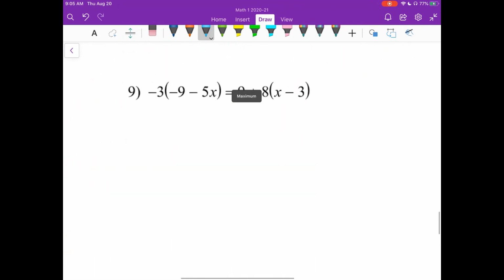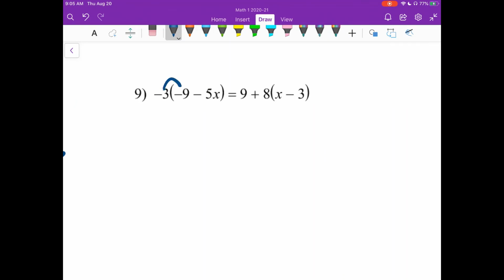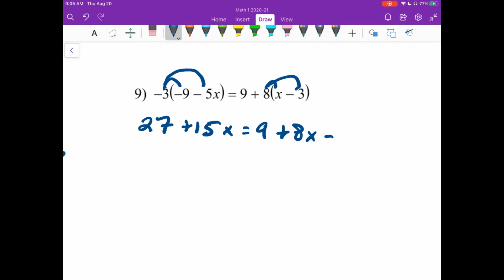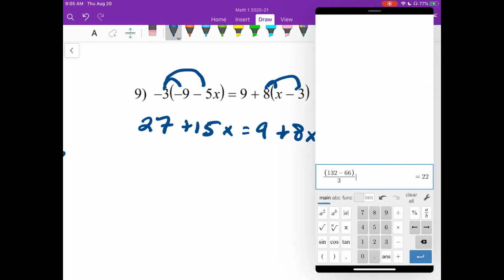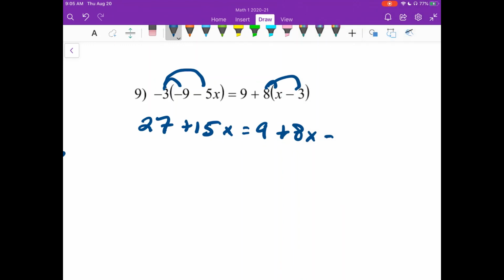Alrighty, number 9. We have negative 3 times negative 9, which is going to be 27, right? Yeah, 27. Positive, because we've got two negatives. And then negative 3 times negative 5 is going to give me positive 15x. Got my equal sign. I have a 9. And then I need to distribute this 8. I've got 8x minus 8 times 3, which is 24. Negative 24.